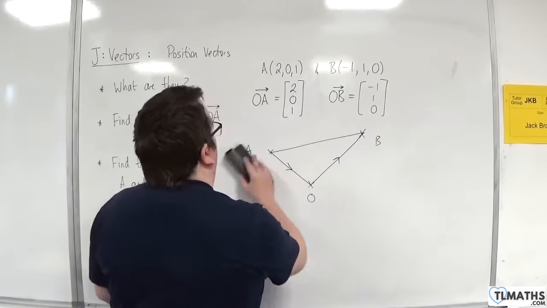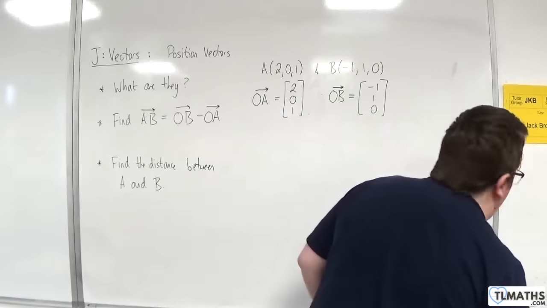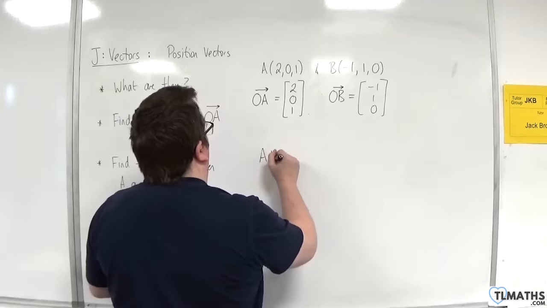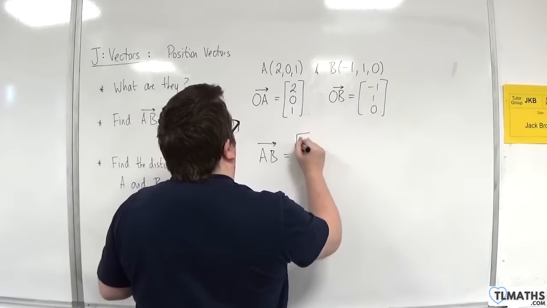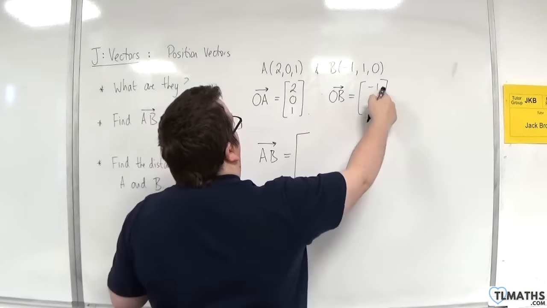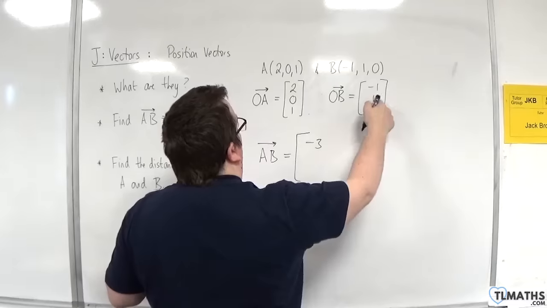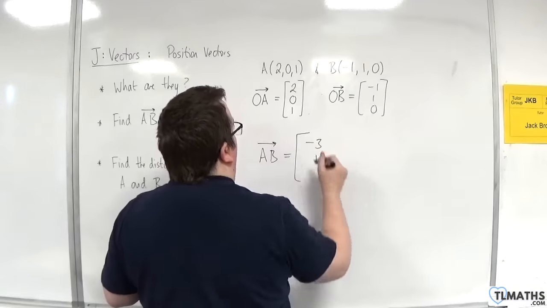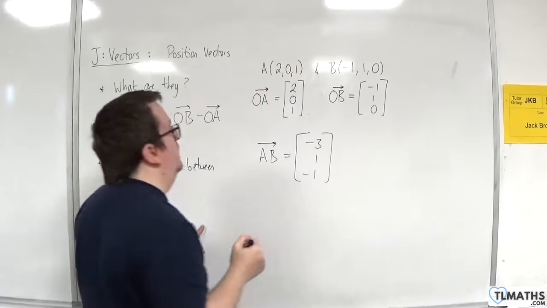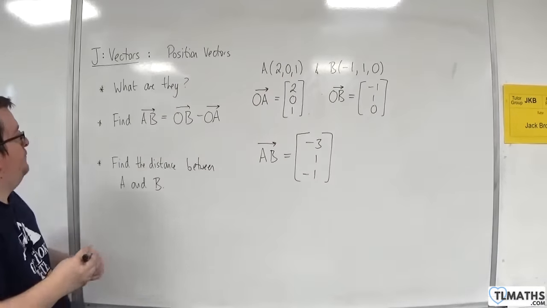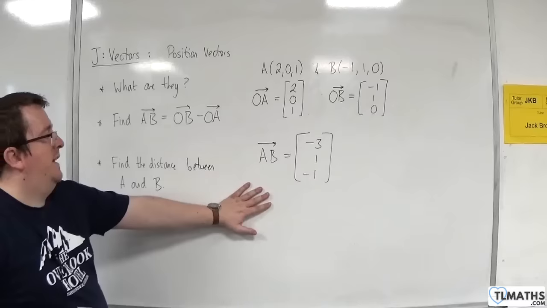Okay, so the vector AB is going to be OB minus OA. Minus 1 take away 2 is minus 3. 1 take away 0 is 1. 0 take away minus 1 is minus 1. Sorry, 0 take away 1 is minus 1. So that's my vector AB.